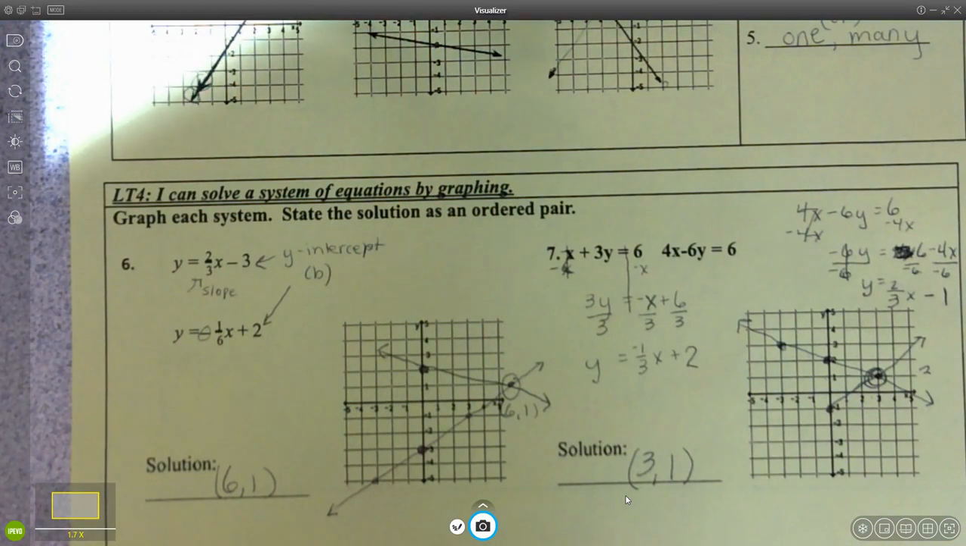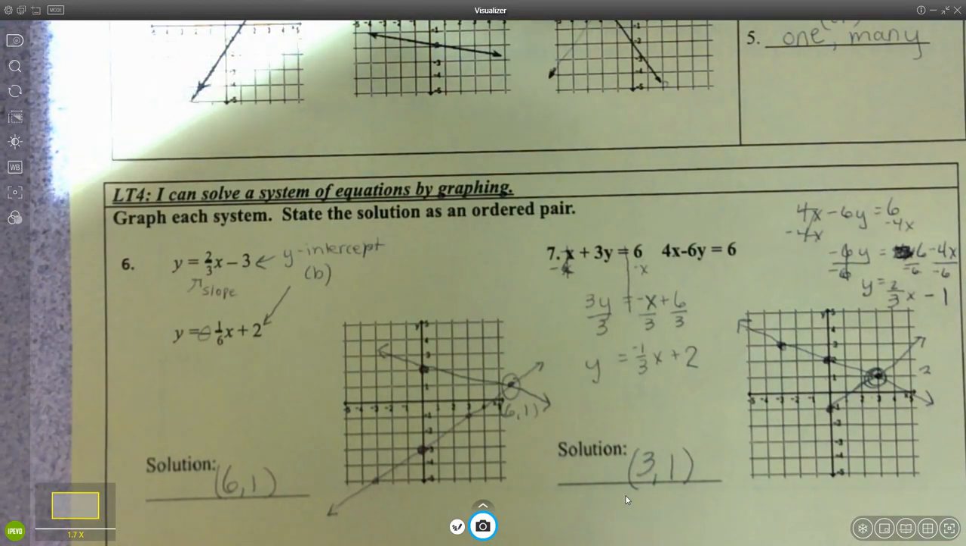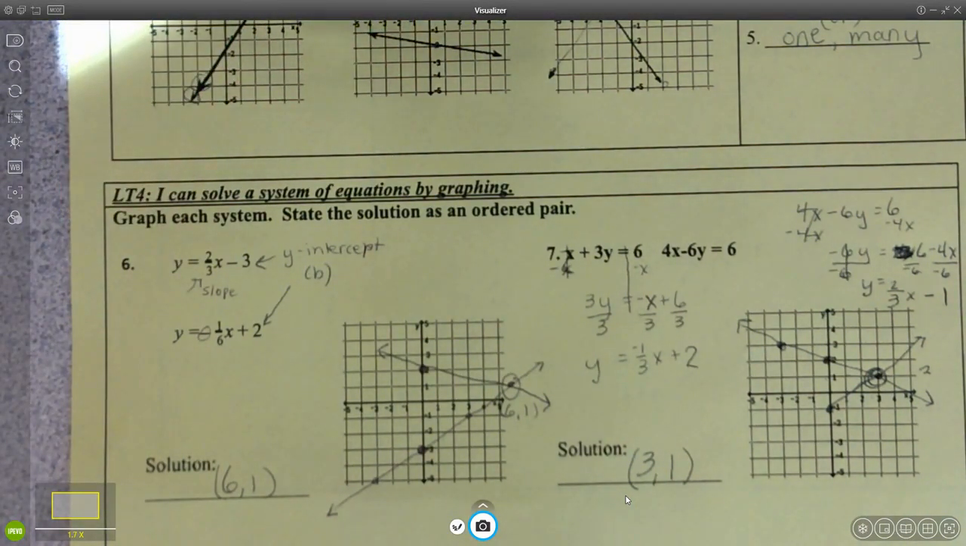So that's it. Those are the 3 learning targets. 4 really, right? Learning targets 1 and 2 are together, 3 and 4. So now rewrite your corrections on a test correction paper. Show the problem on the left, explain how to do it on the right, and turn those in for your 3. And remember, if you want a 4, you'll just retake the test.